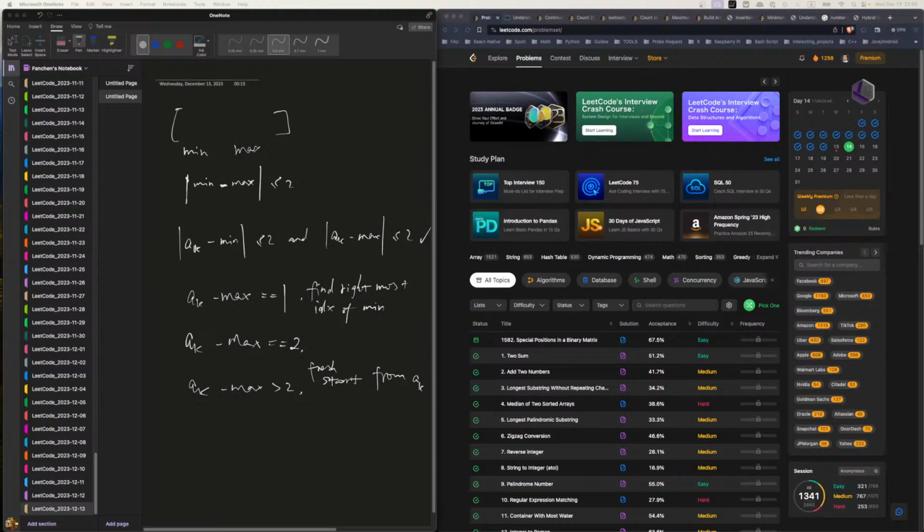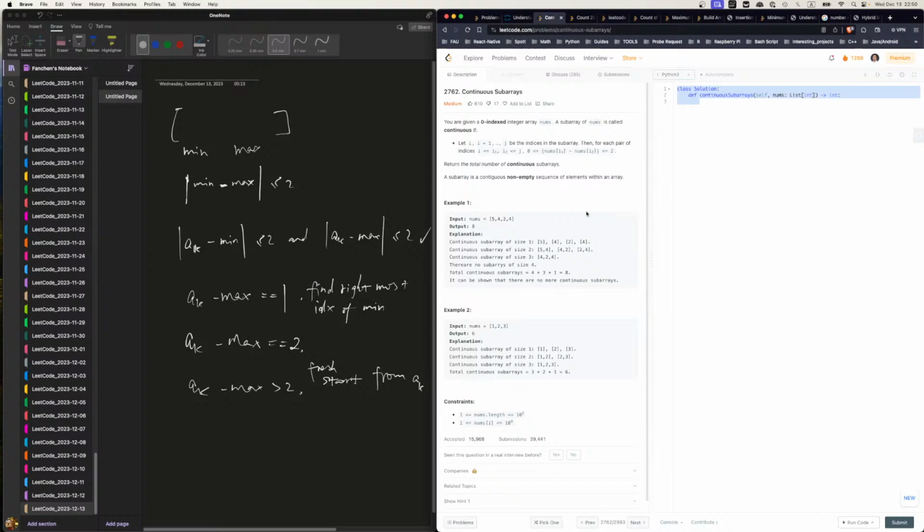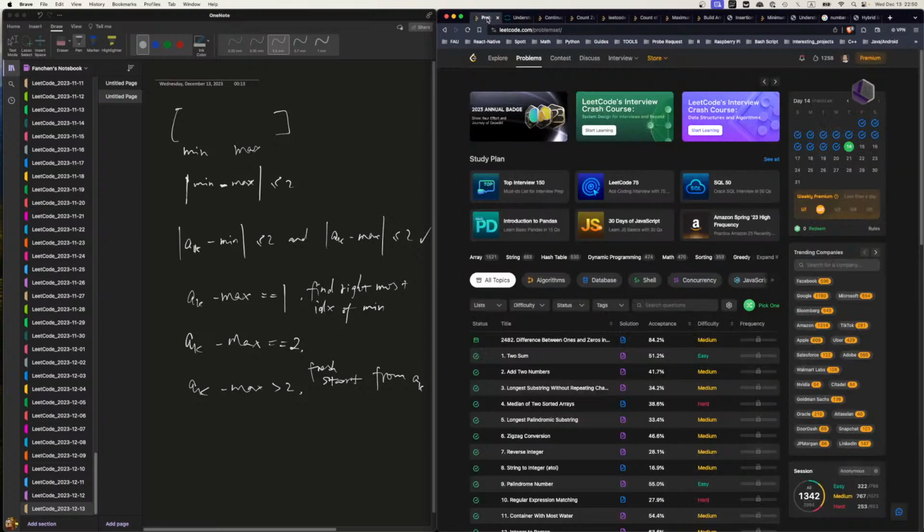Hello everyone, December 13th. We were struggling a little bit yesterday on this one, so I thought about it afterwards. I think we can do this using a monotonic stack. That's what I think, so we're going to try. But before that, let's get today's done first.